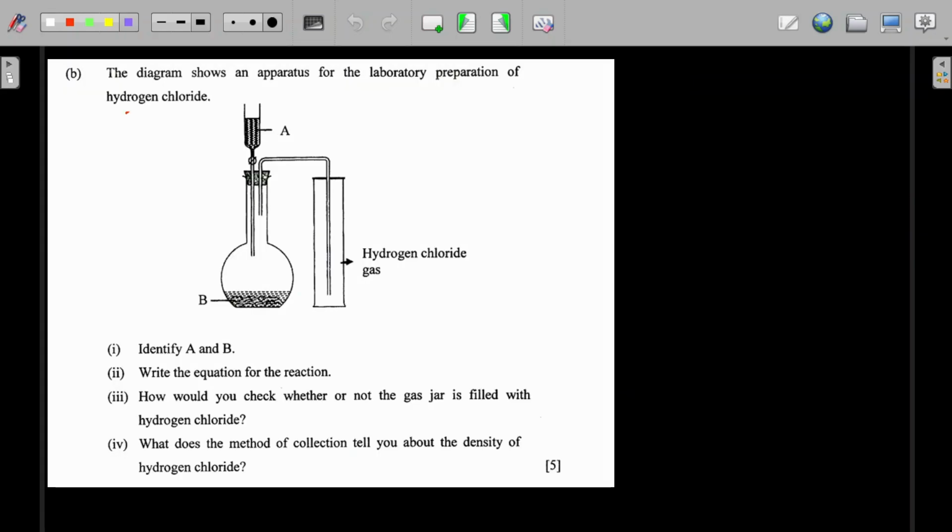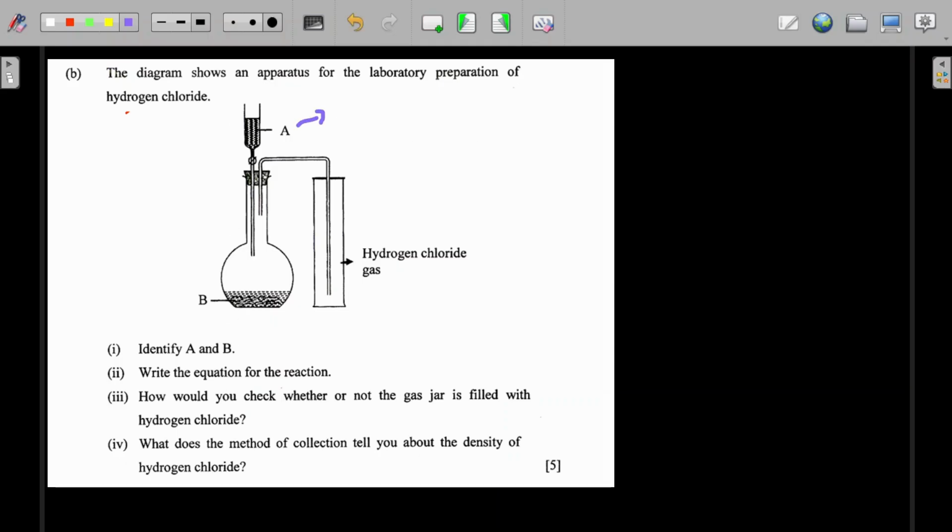Okay. Diagram based questions are also asked. Sometimes they will give you the drying part. Sometimes they don't give you that, directly the collection part. Okay. So here if you see, they have not labeled it. Okay. Identify A and B.